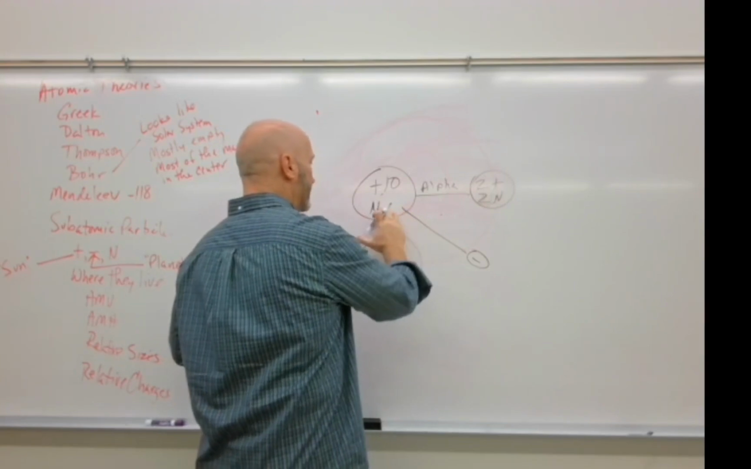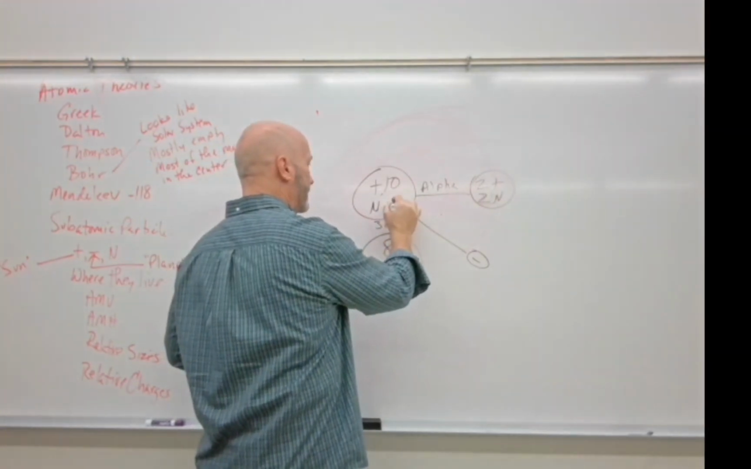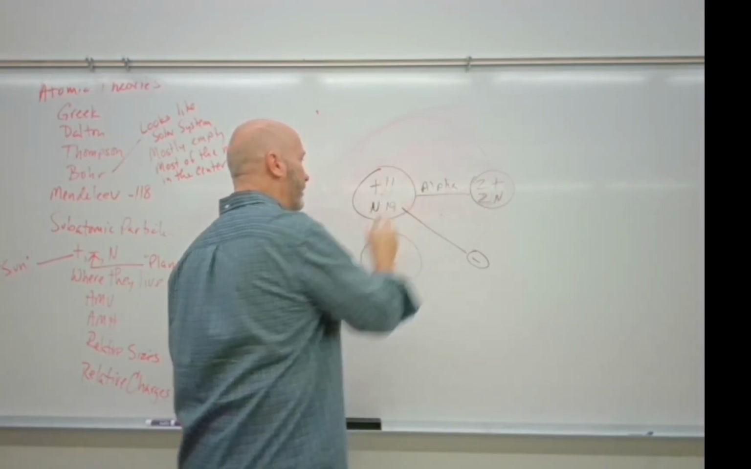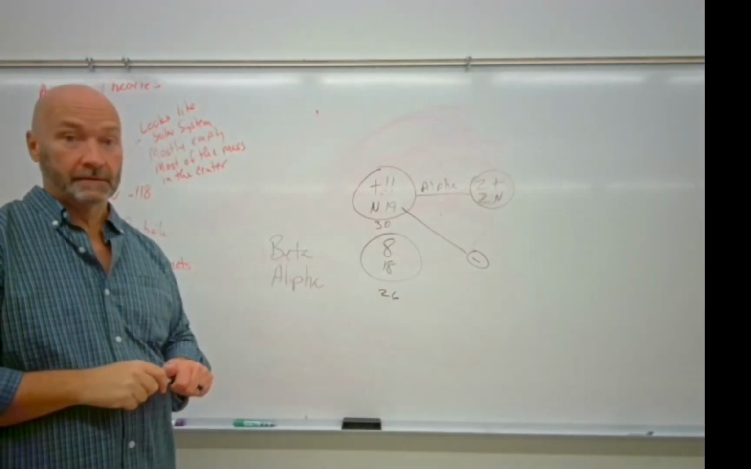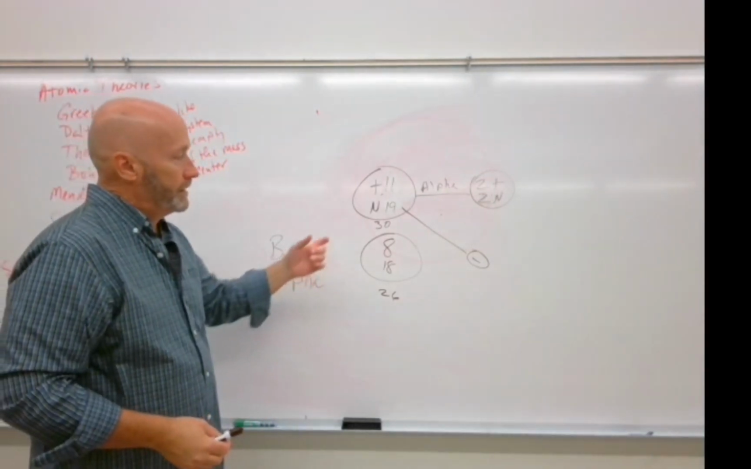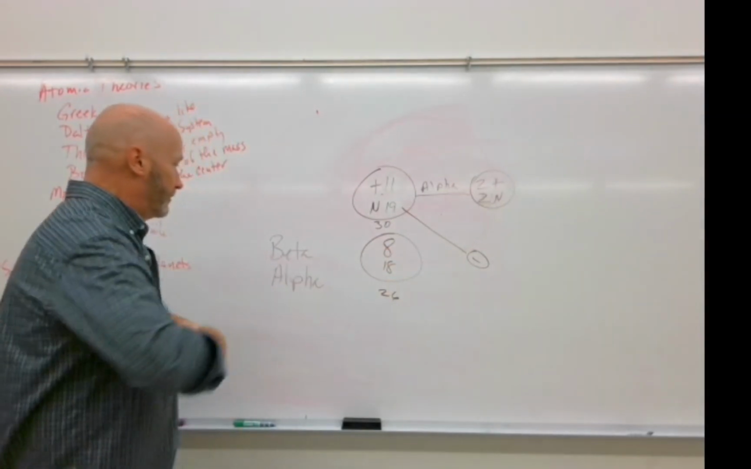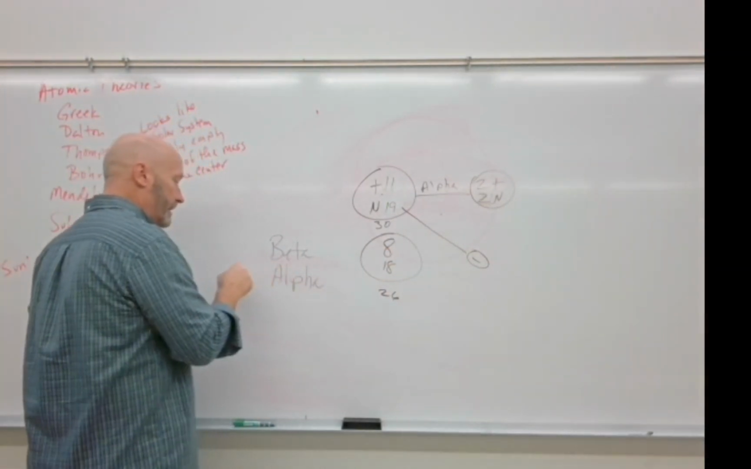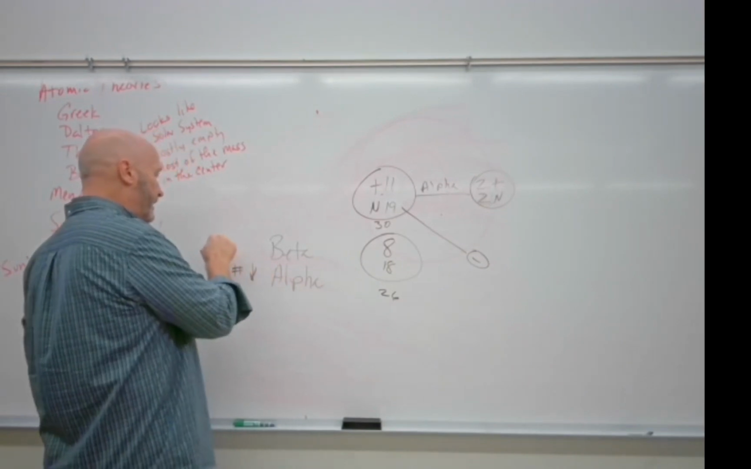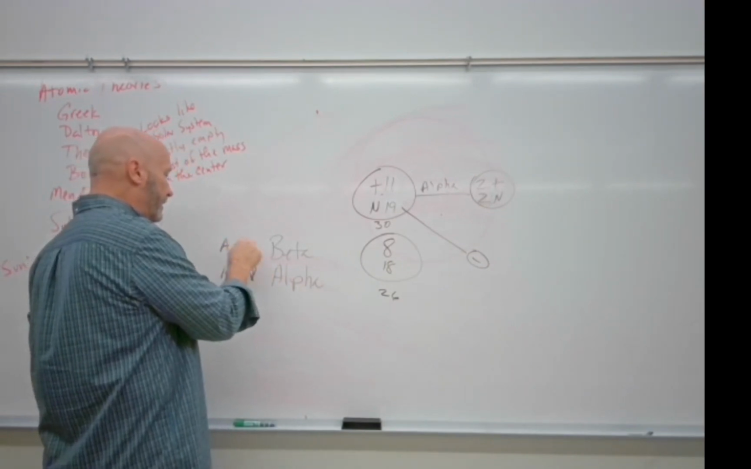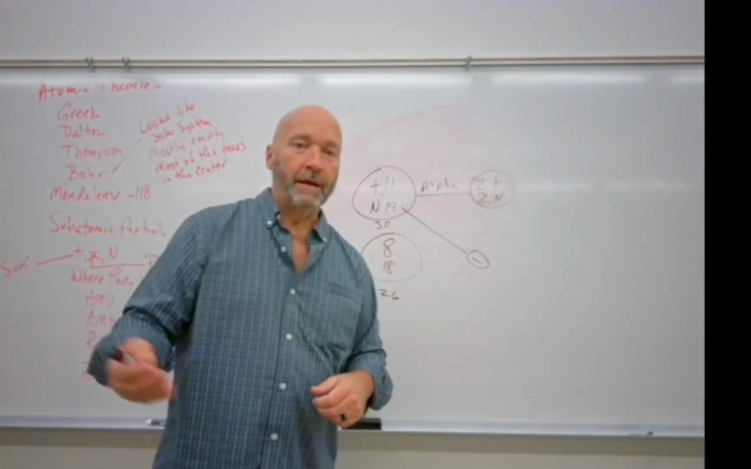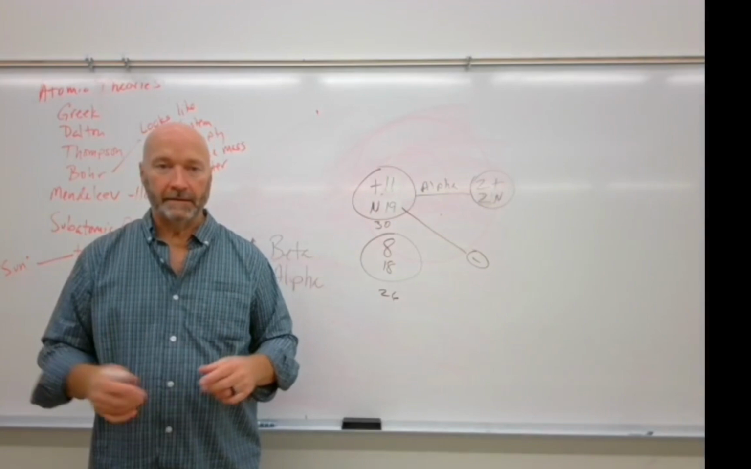So then what's going to happen to the neutron? We're not going to have 20 neutrons anymore. We're going to have 19. And then we're going to have 11 protons. All right? So with alpha emission, our atomic number goes down. With beta emission, the atomic number goes up.